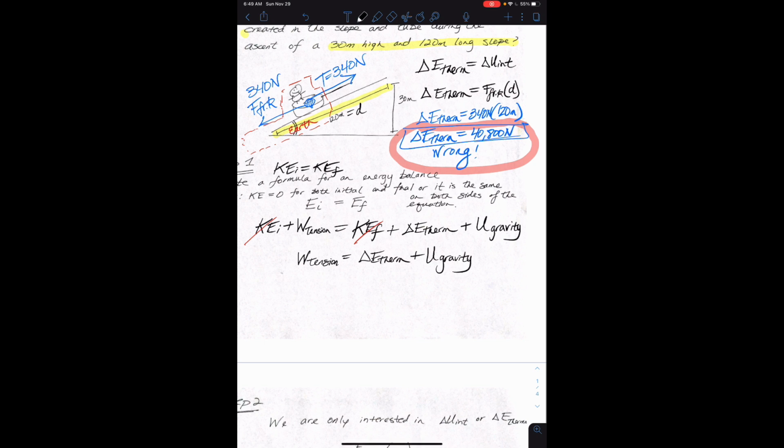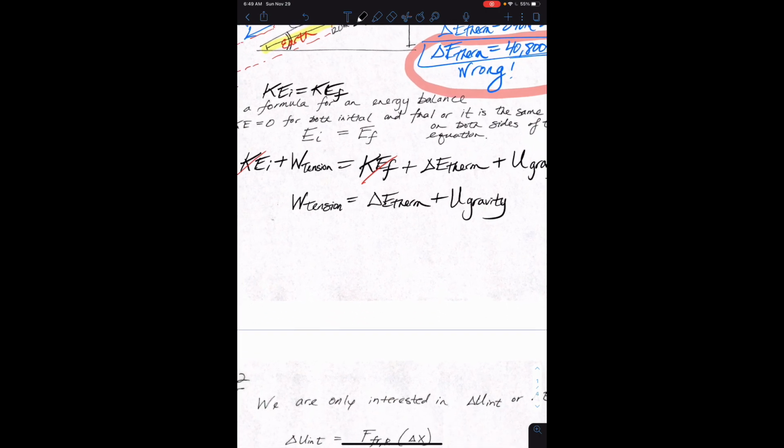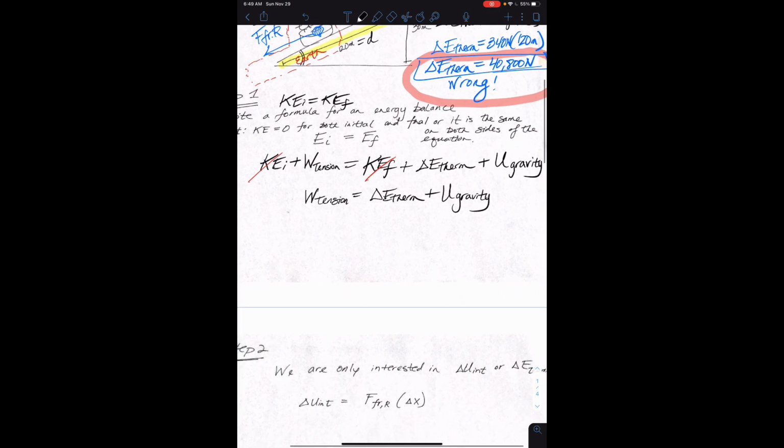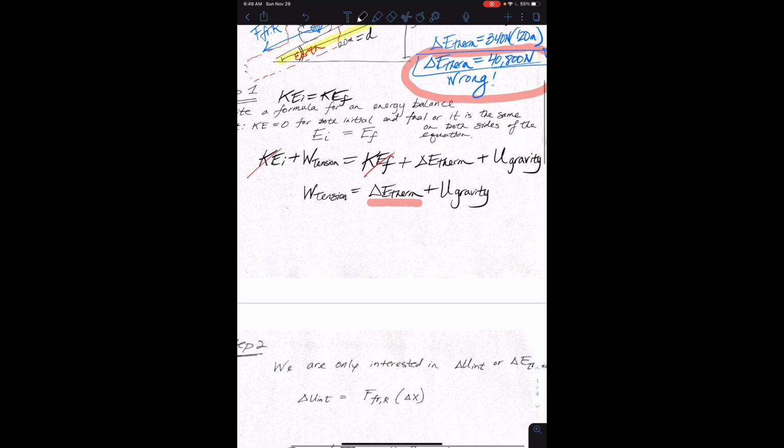Now, we want to know delta E thermal, so we aren't going to separate this into force friction times distance. And we don't know force friction. We do know the distance, so we're just going to leave it like that, right? So we're just going to leave this the way it is. But let's go ahead and break the other ones into parts, because that way we can put numbers there.